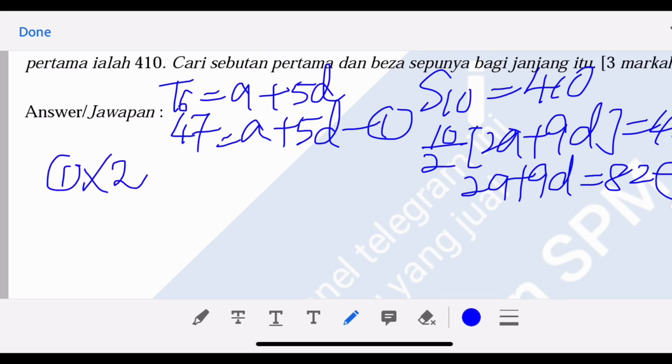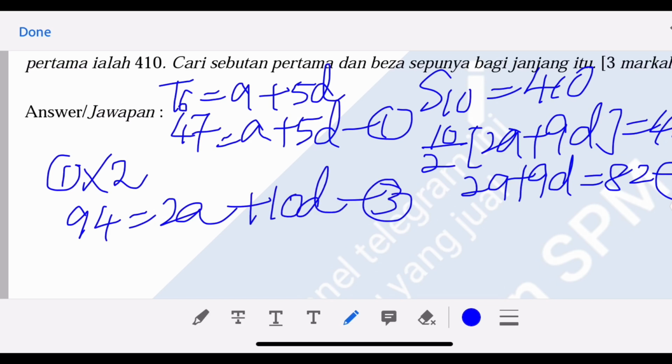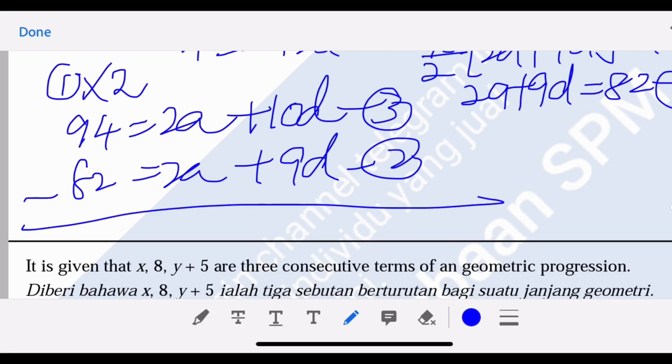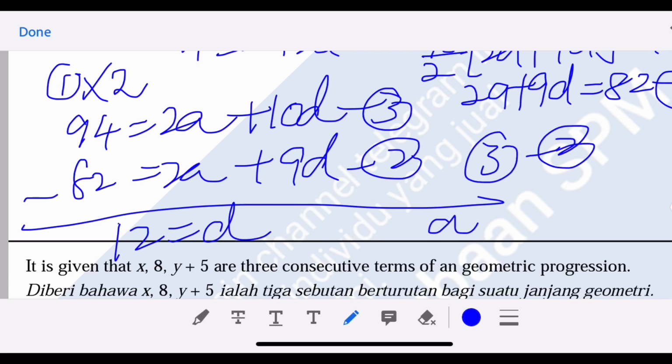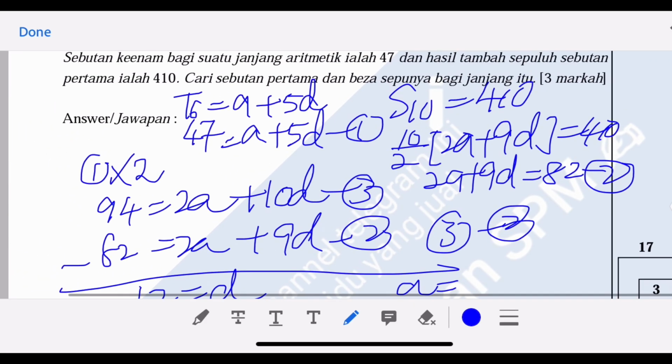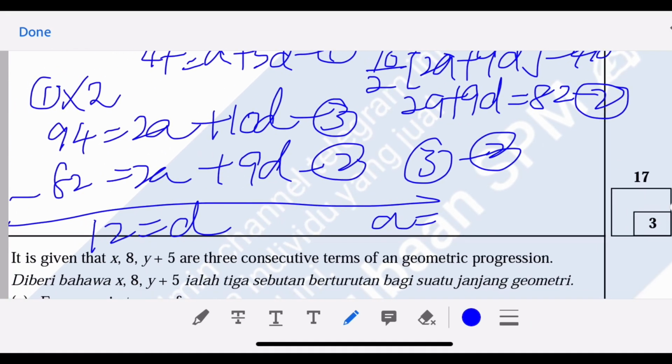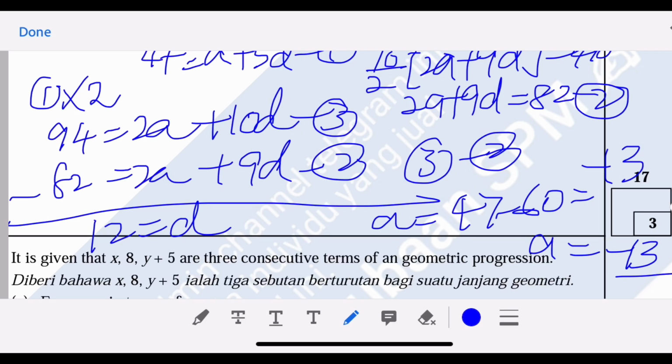So you can use elimination, number 1 times 2. So you got 2a plus 10d. That's called number 3. Then you will eliminate with equation number 2. You will eliminate the 2a. So 10d minus 9d left d only, right? 94 minus 82, you get 12. So your d is 12. And from the d, which is 12, you can substitute into equation number 1 or any one to get the value of a. So your a is 47 minus 60, which is negative 13. Right, this one is quite simple.